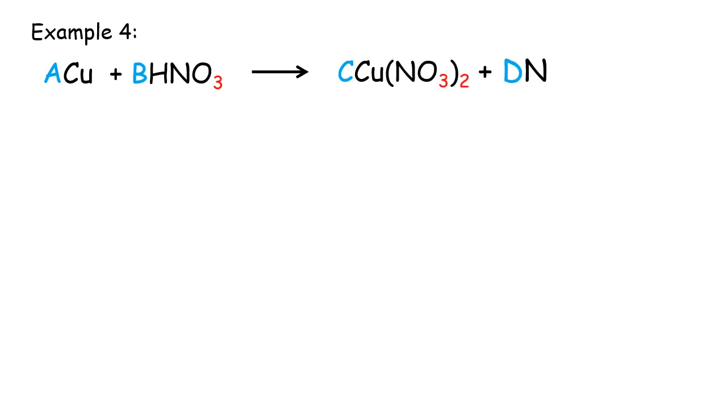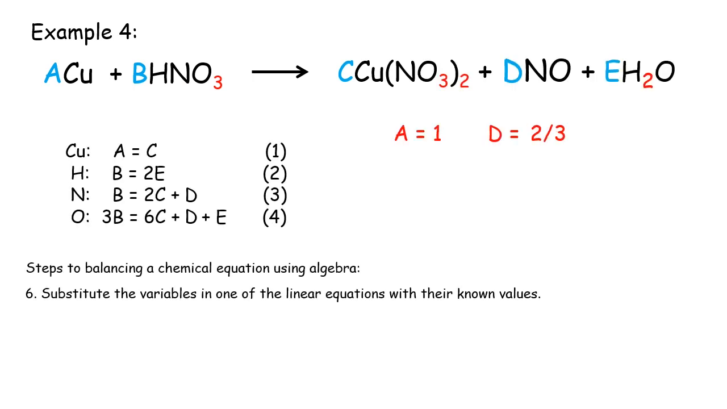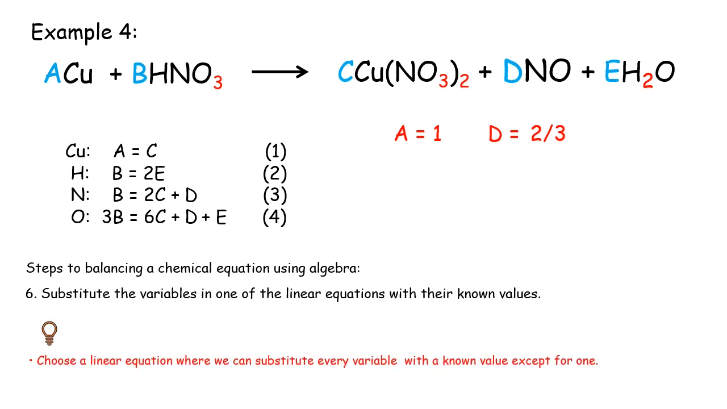We can now substitute the values of variables a and d in one of the linear equations on the left. Choose a linear equation where we can substitute each and every variable in the equation with a known value and be left with only one unknown variable. Of the four linear equations, only equation 1 meets this criteria. Although we can substitute variable d in equations 3 and 4 with a value of 2/3, we will still be left with two or more unknowns to solve. Since c is equal to a in equation 1, substituting a with the value of 1 gives us c equals 1.